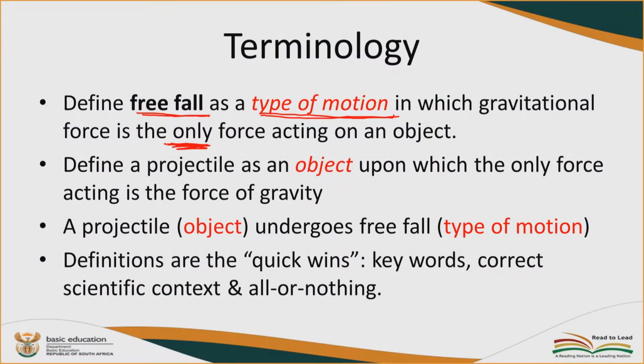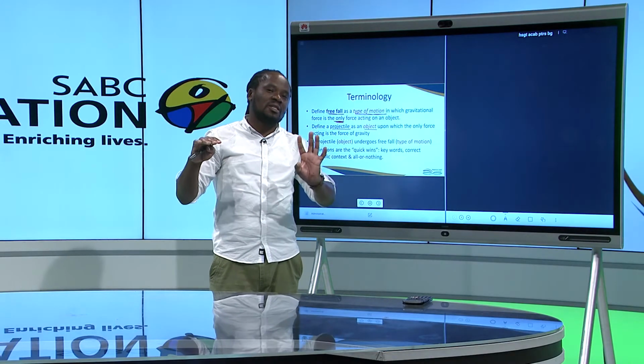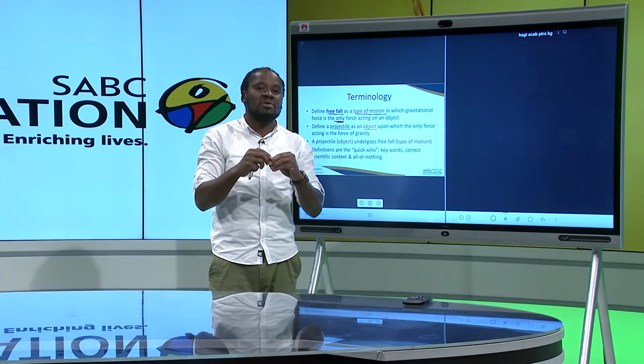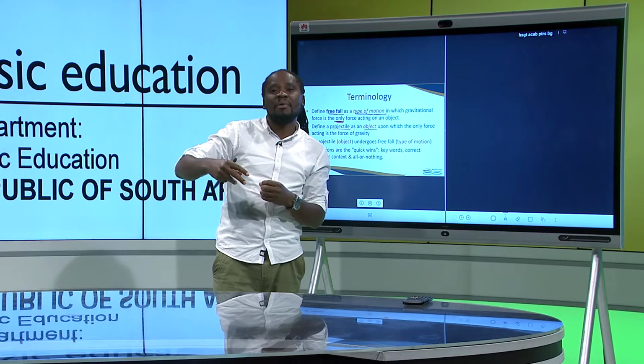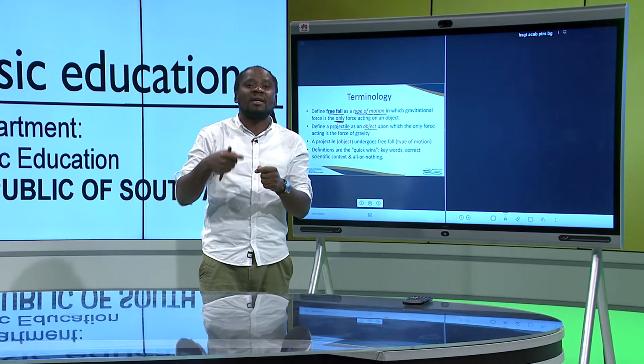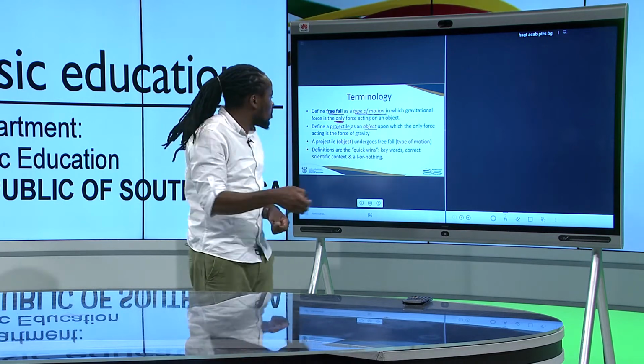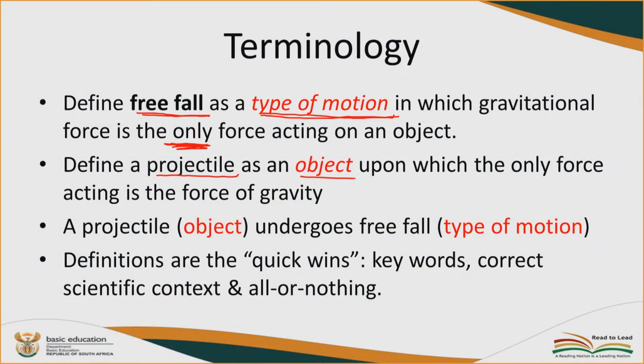Now, we also want to look at what a projectile is. A projectile, key thing, is an object upon which the only force acting on it is the gravitational force. So now there are a lot of similarities here, in the sense that when we talk about free fall, we're talking about the type of motion. Yet when we describe a projectile, we talk about an object that undergoes a specific type of motion. So to just put these two together, the long and short of it, we are saying that a projectile is an object which undergoes free fall, and free fall is a type of motion. Very, very key, right? So that's the main point that we want to drive home.